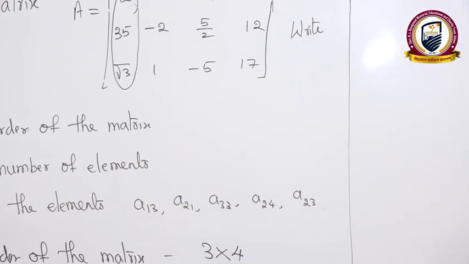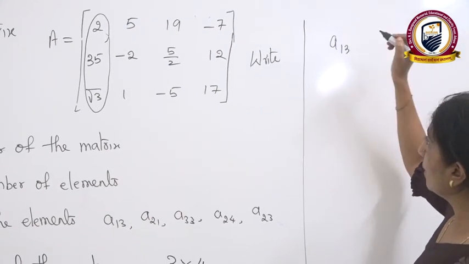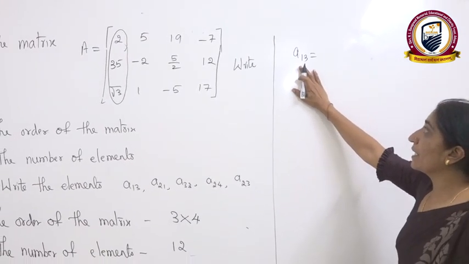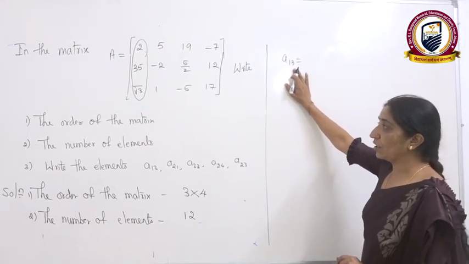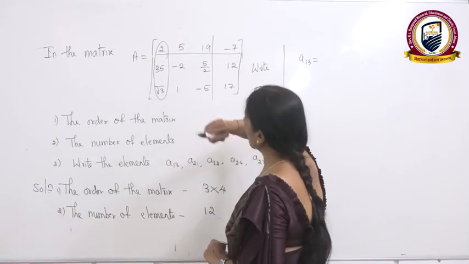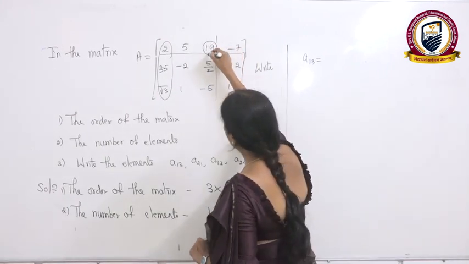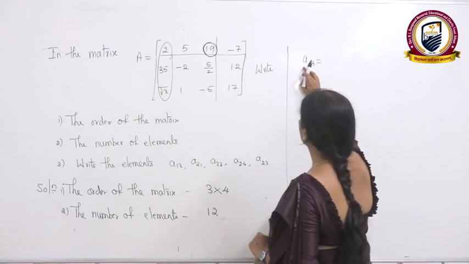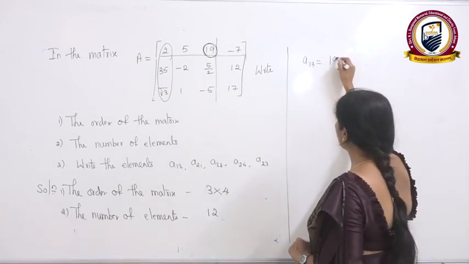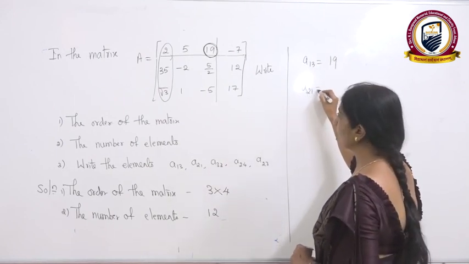In the third one, we want A13. In A13, what does it tell? That you have to write the element that lies in the first row and third column. So this is the first row and this is the third column. Where the two overlap when you are marking, exactly here, is the element A13. First row, third column. What is that element? 9.